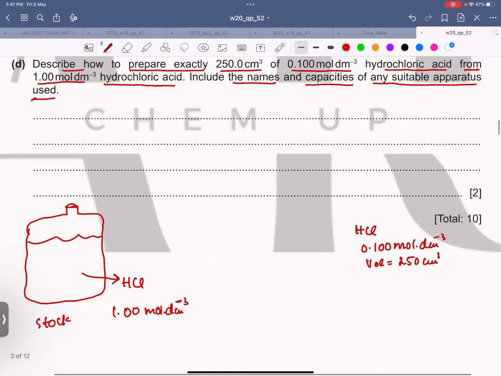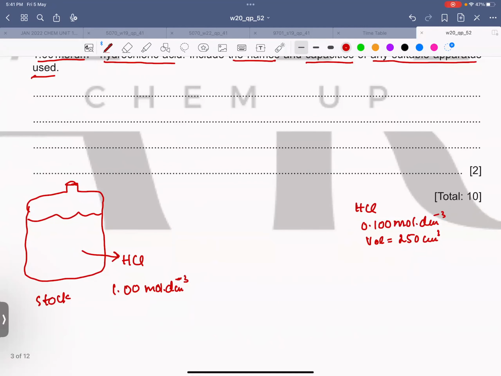Yes, sir. So we know the concentration of this solution, but we first have to identify what volume of this solution must be used to prepare the diluted solution of the hydrochloric acid. If you see here, the solution is 1 mole per dm cube, so it means that solution is a concentrated solution. And here, the concentration is 0.1 mole per dm cube, which is a smaller value than that one. So I can consider it a diluted solution.